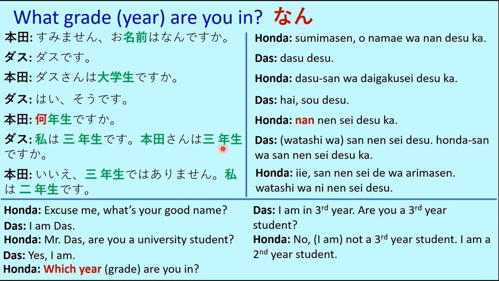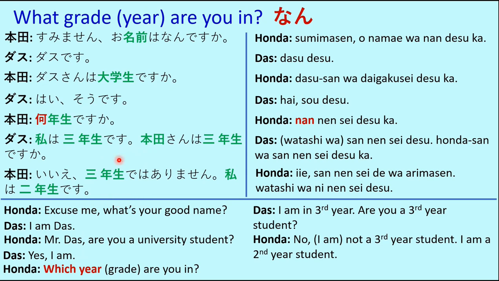Honda-san wa nani nen sei desu ka? But Honda-san replies, ie, means no. 3年生ではありません means I am not a third year student. ではありません, as you know, is the negative of this. So I am not. 私は2年生です. I am a second year student. I am not a third year student. I am a second year student.